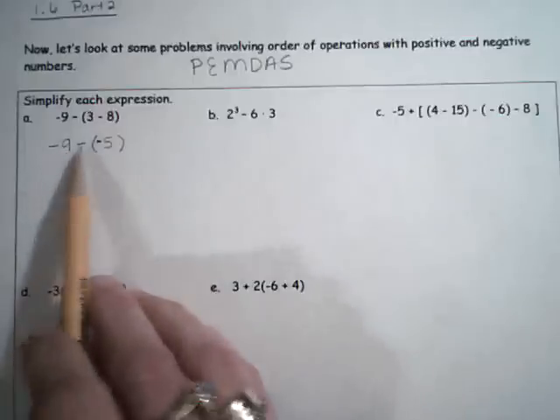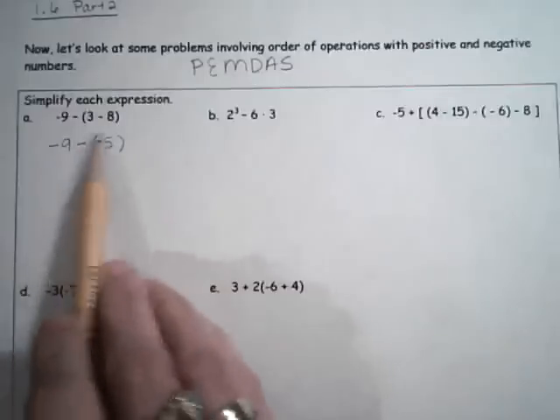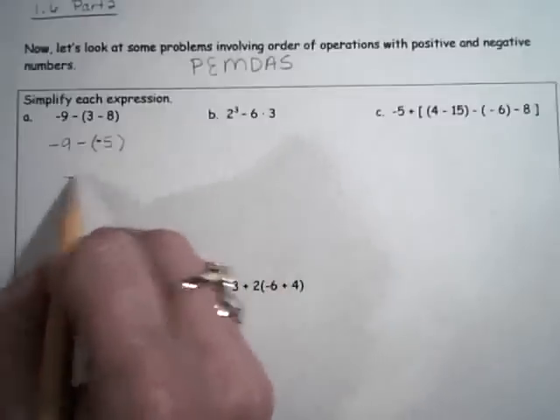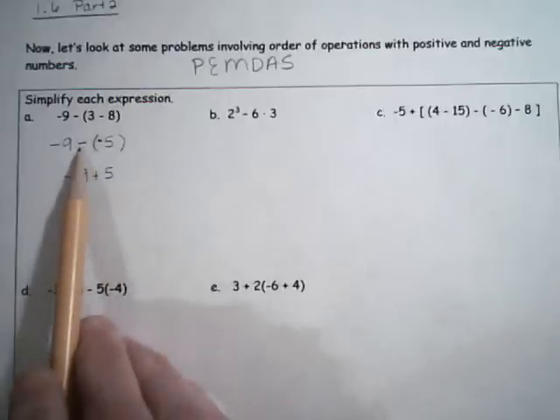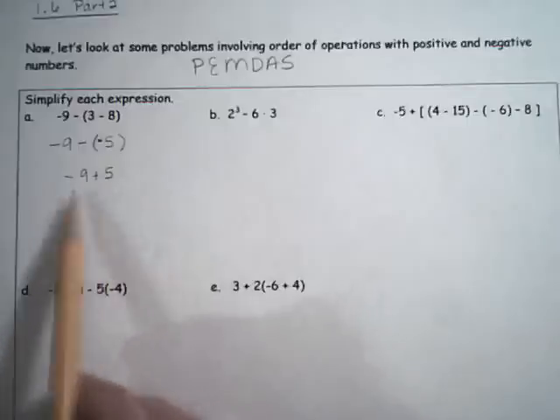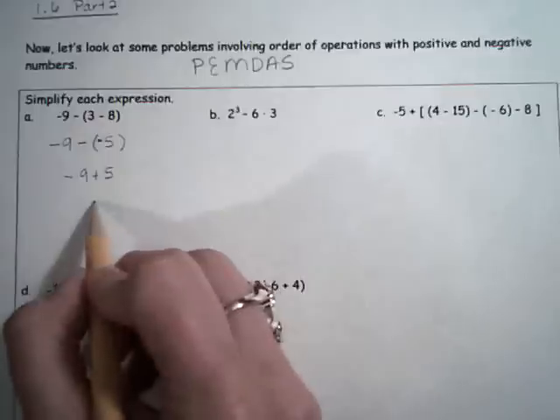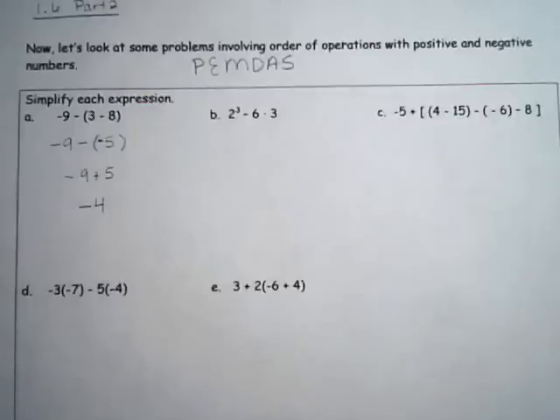So -9 minus a -5. We have double signs here we have to eliminate, so -9 plus 5, because this means the opposite of -5, which is positive. Now my signs are different again, so I subtract, take the sign of the higher number. So -9 plus 5 would equal -4.